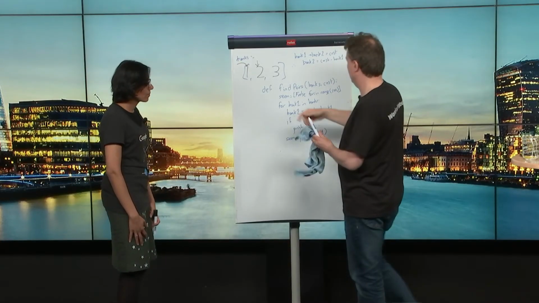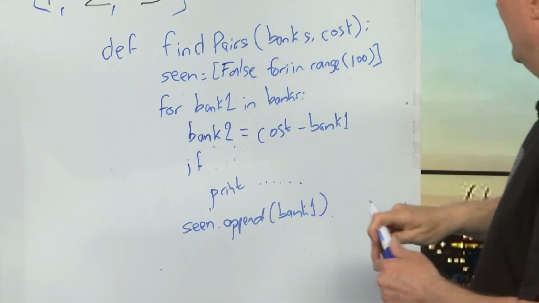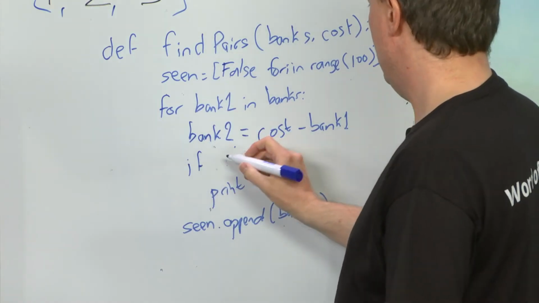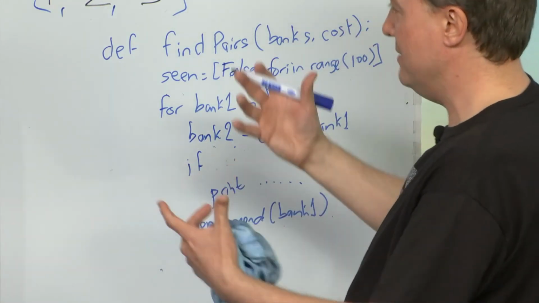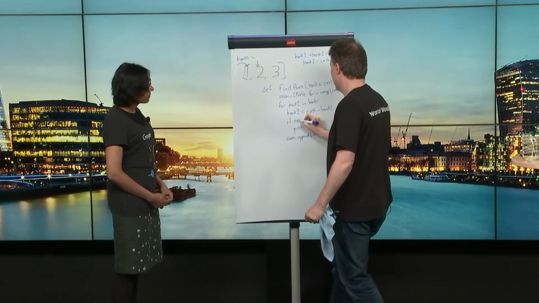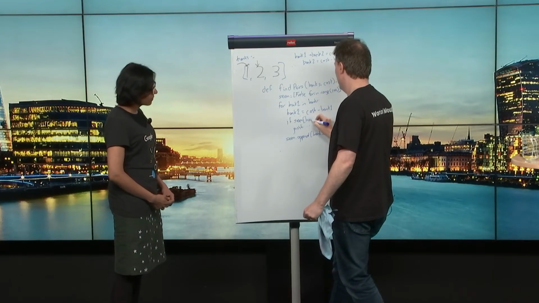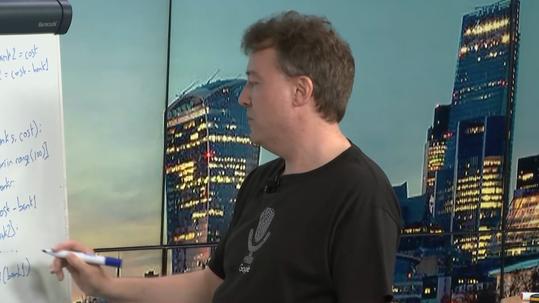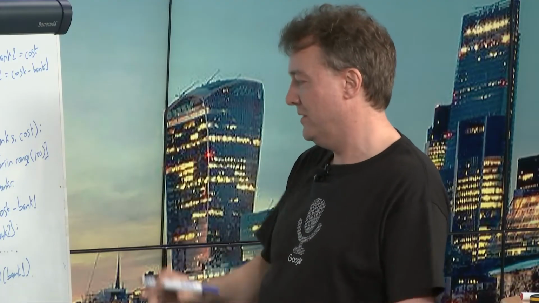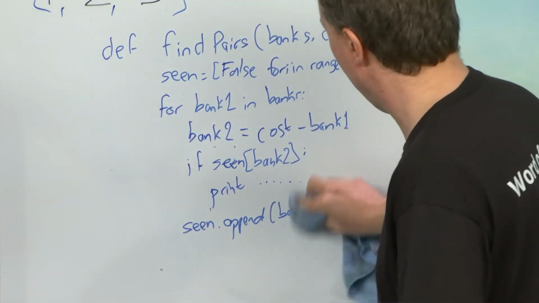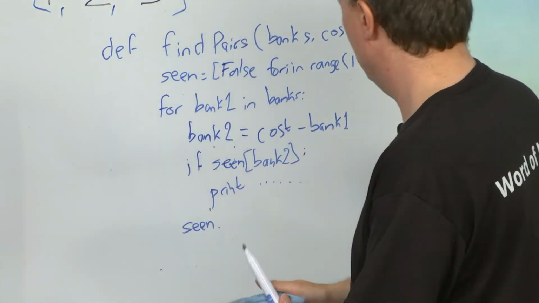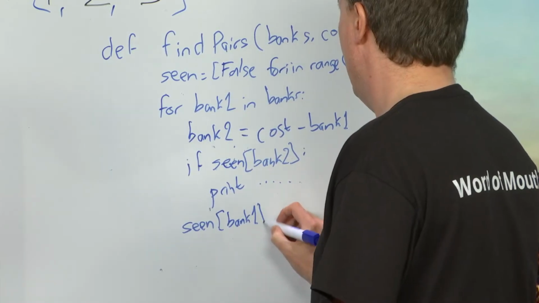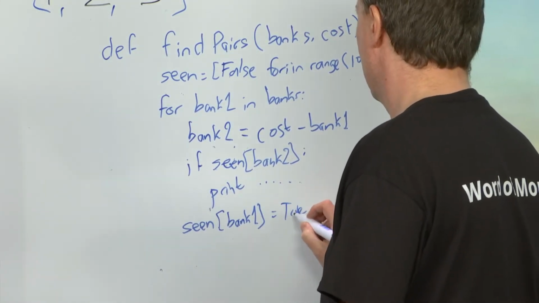So this seen list starts with 100 falses in it, and then I'm going to say, this is the same, bank 1, bank 2. Instead of using the in command, I'm just going to say, if seen bank 2. It's actually quite nice to read, isn't it? If seen bank 2, that makes sense. Then we print bank 1 plus bank 2 equals. And instead of the append operation, which I was worried was slow anyway, we can just say we have now seen bank 1 by setting it to true.